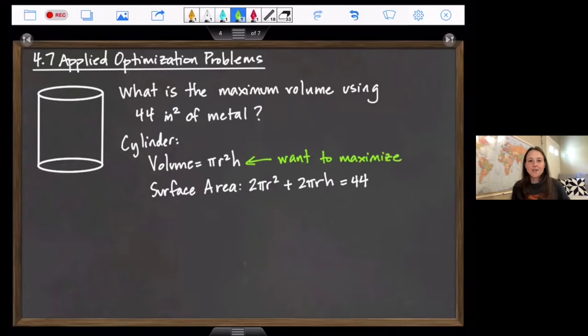And just for good note-taking purposes, the R in both of these formulas is the radius of the can. That's like from the center of the can to the edge. So that's the R. And the H is the height of the can.